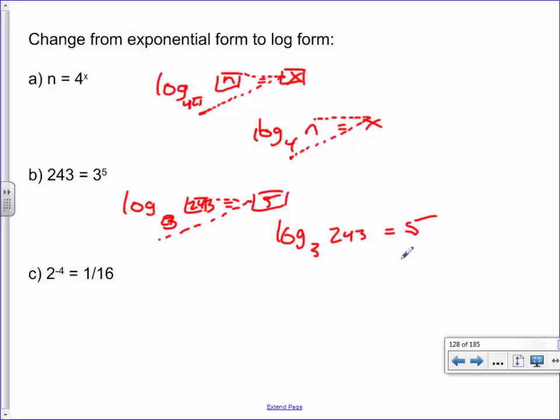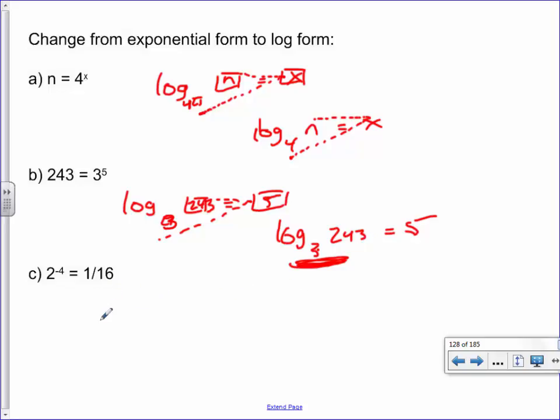Yeah, might be just easiest to take it by hand at this point, I guess. What does this notation then mean? This question says, how many 3's are in 243? 5, right? 3 times 3 times 3 times 3 times 3 should be 243. Does that make sense?